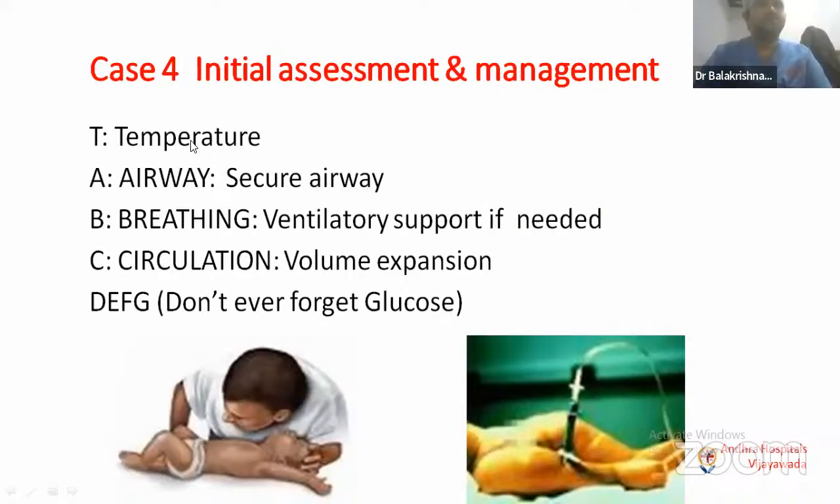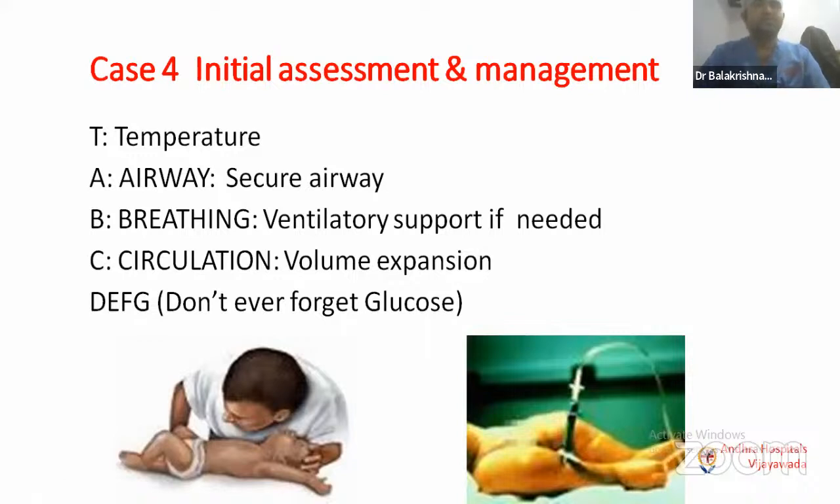So initial assessment and management: ABC. Secure the airway, breathing, ventilatory support if needed. Definitely the child was in shock, so fluids were given. GRBS was done. The GRBS is around 85.